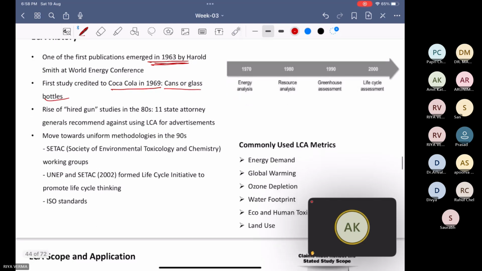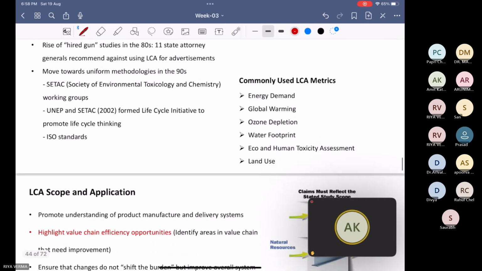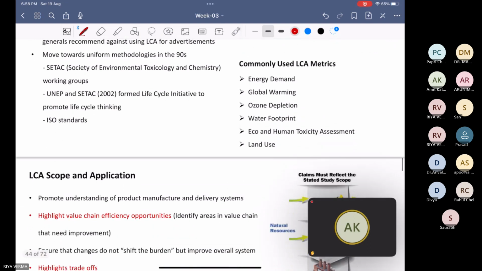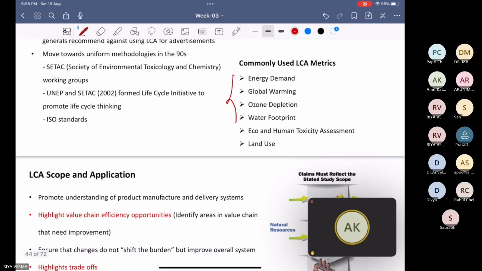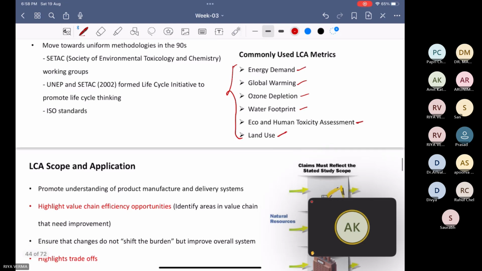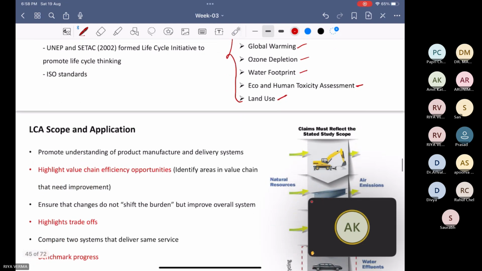And then with time, different studies were performed, and the most commonly used LCA metrics are these. In terms of energy demand, global warming potential, ozone depletion, water footprint, eco and human toxicity assessment, and land use. These are the most commonly used LCA metrics.